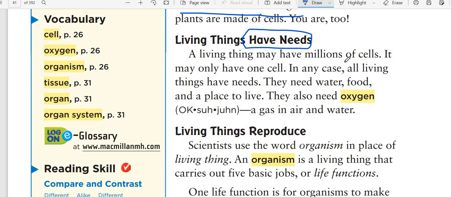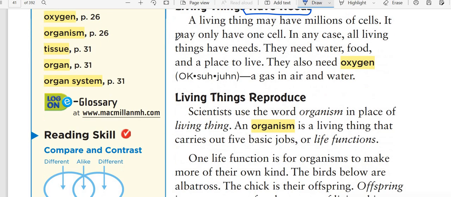So living things may have millions of cells. It may only have one cell. Sometimes living organisms are very complicated and they are made of different cells. So I call them multicellular. So multicellular organisms, their bodies consist of different kinds of cells. And other living organisms consist of only one cell.